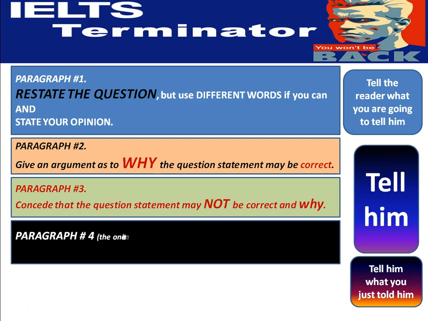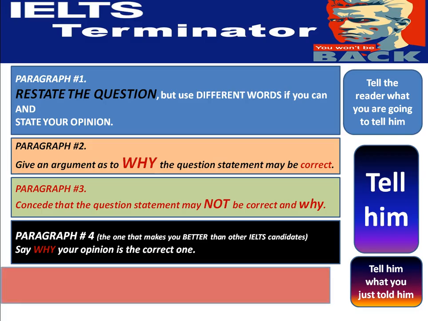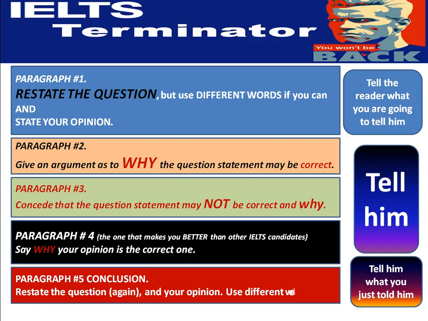Here is the all-important paragraph, paragraph number 4, the one that makes you better than other IELTS candidates. Here's where you say why your opinion is the correct one. And paragraph number 5 is the conclusion. You restate the question again and restate your opinion, but try to use different words.